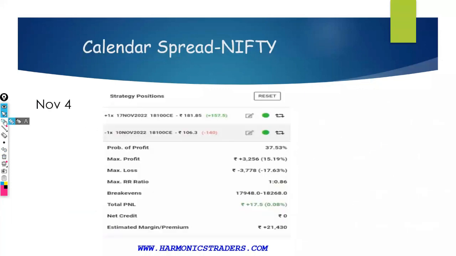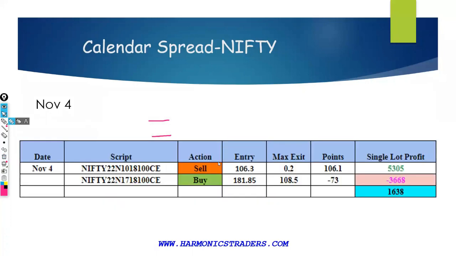So here, just see, Nifty 1800 CE. So 17th November expiry, and this is 10th November. The immediate expiry we are shorting, and the next expiry we are going long. So the ideology is, the market will initially fall, and then it will rise. And it went in our direction, and it gave the desired profit.